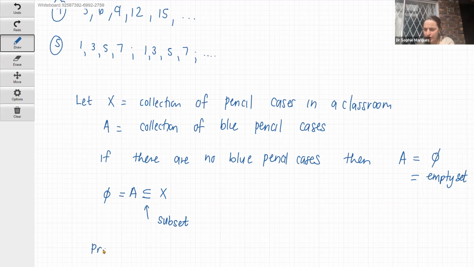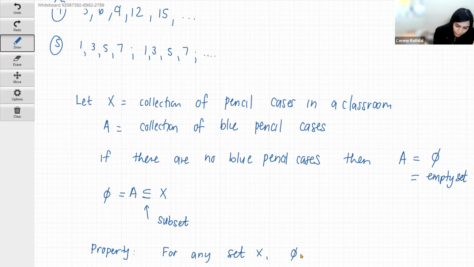But now Le Bourgain is asking us for an example where the subset is not empty. Would we be able to give him such an example? Sure.